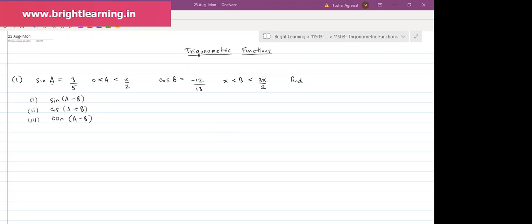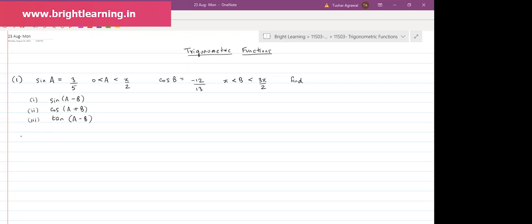Now sine A is equal to 3 by 5. What is the exact value of A? You do not know. Similarly, you do not know the exact value of B. So how can you calculate A plus B, A minus B and all? That is not possible, but that is not needed also. Just the trigonometric ratios, sine, cos, can be calculated.